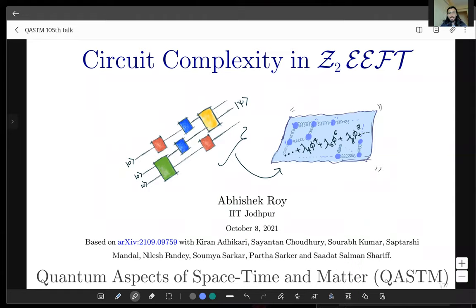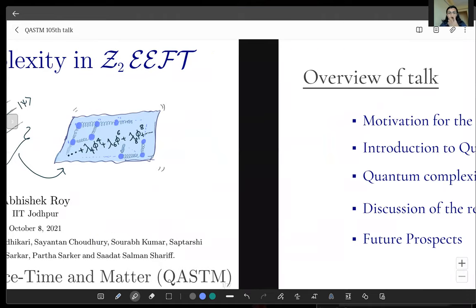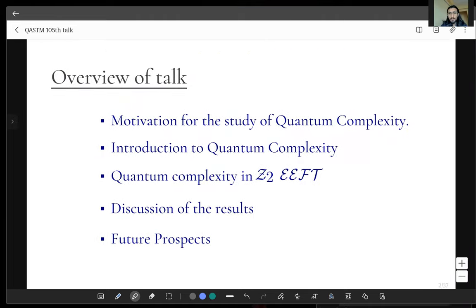And plus the diagram which I've put out here. So there's a circuit and there's a field out here. We are taking the idea of circuit complexity from quantum computing and calculating inside the field. That's the main motive of this work. So first I'll give the motivation as to why we study quantum complexity.